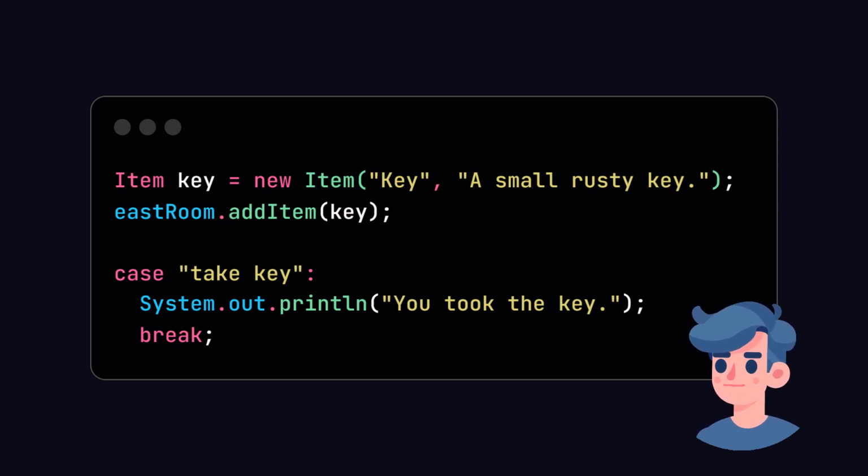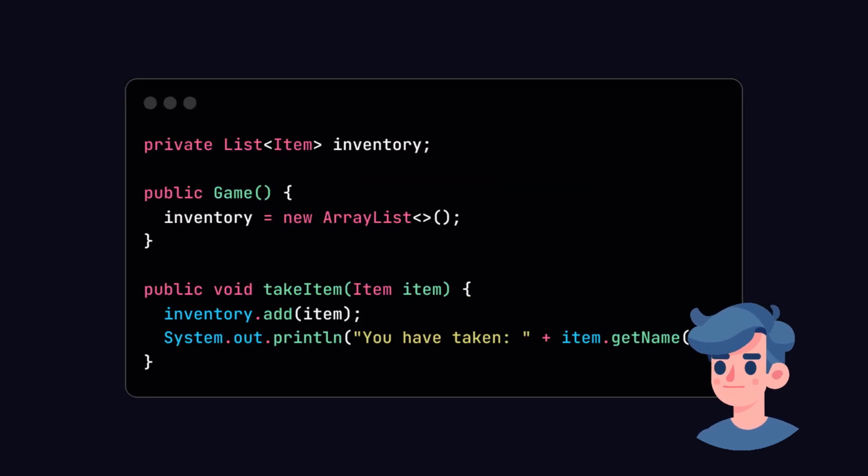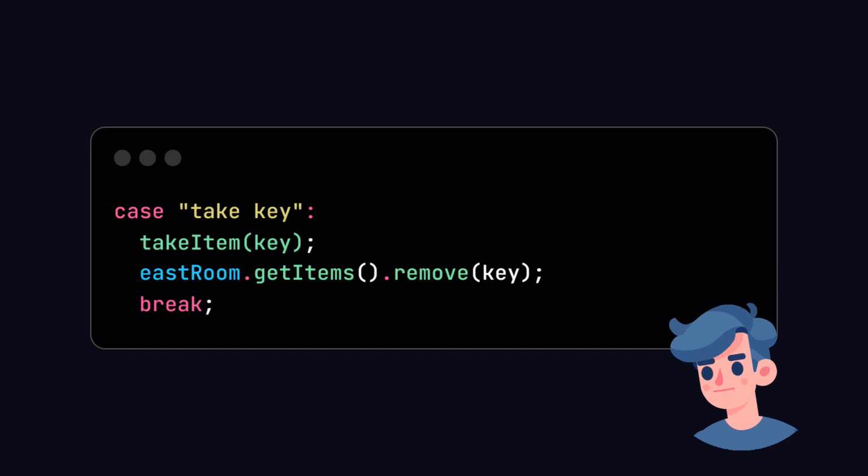We can also create a new command, take, to collect items. Now, when players are in the East room, they'll have the option to take the key. Let's also consider adding an inventory for the player to keep track of collected items. The inventory will allow players to hold their collected items. We'll update the take command to move items from rooms to the player's inventory.